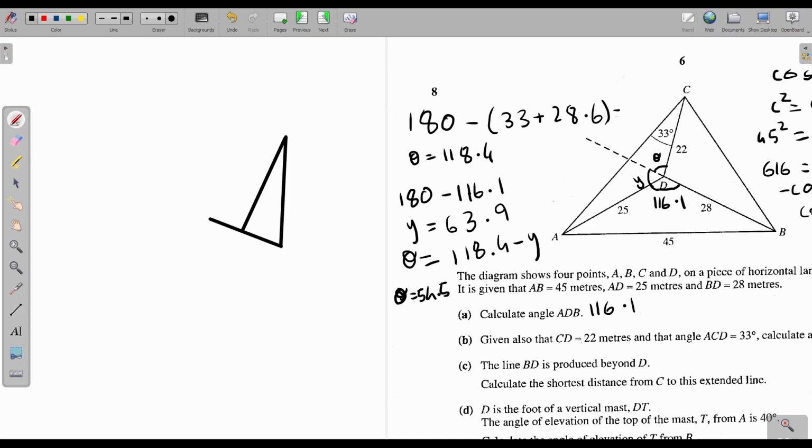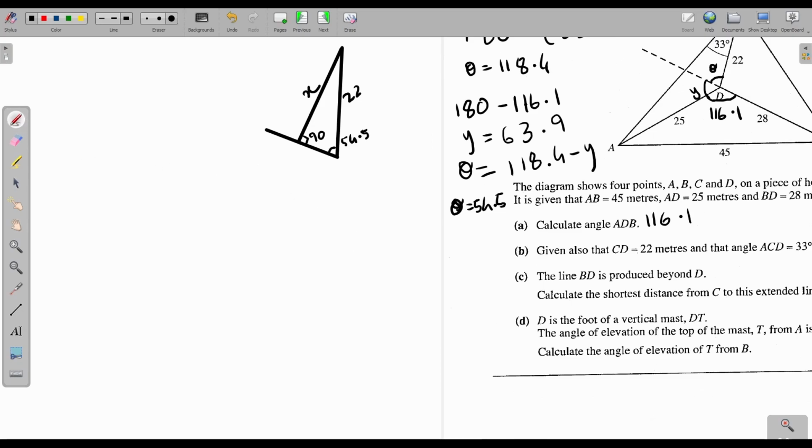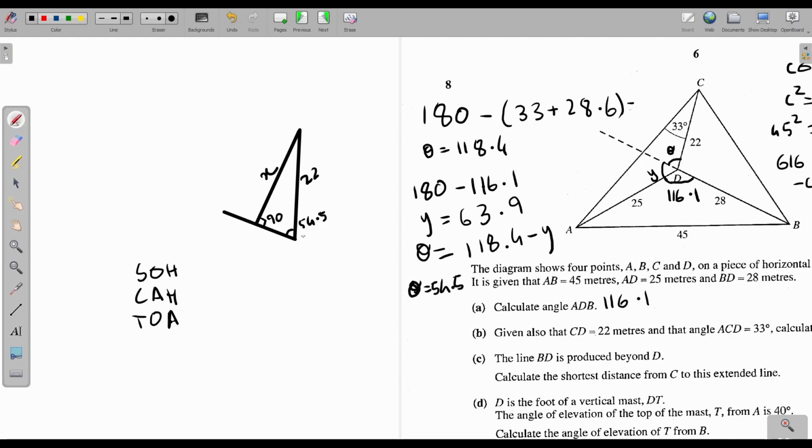This angle is 54.5, and this angle is 90. And also this is 22, this length, and we want to find this length, which I'll call x. So all we can simply do is use, well, we have SOHCAHTOA, right? And so what do we have here? If we use this angle, we do have the opposite and the hypotenuse. We don't have an adjacent, but we have a hypotenuse.